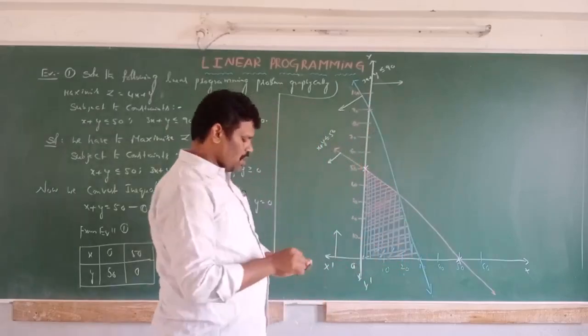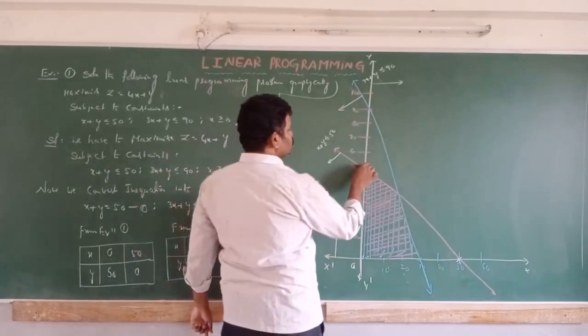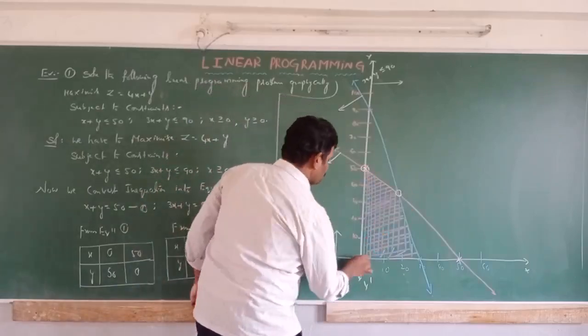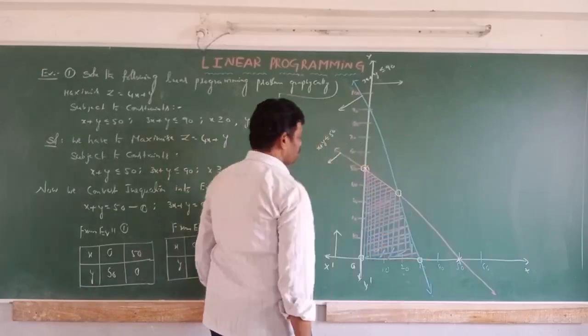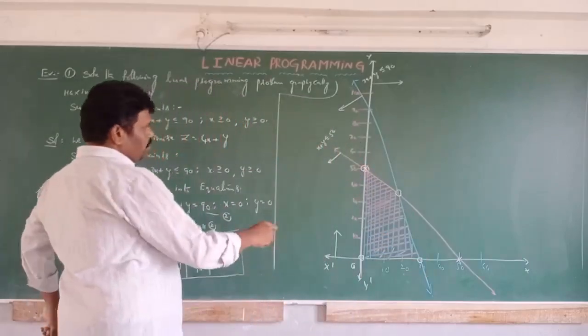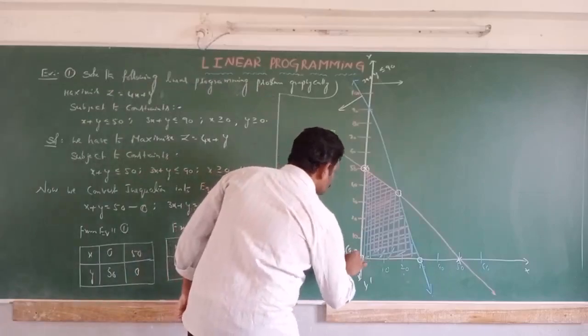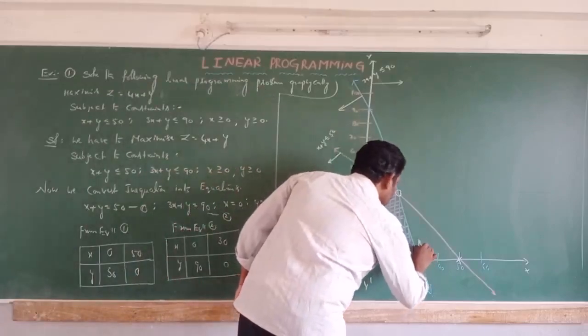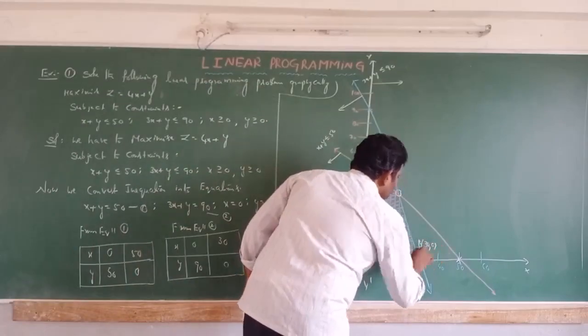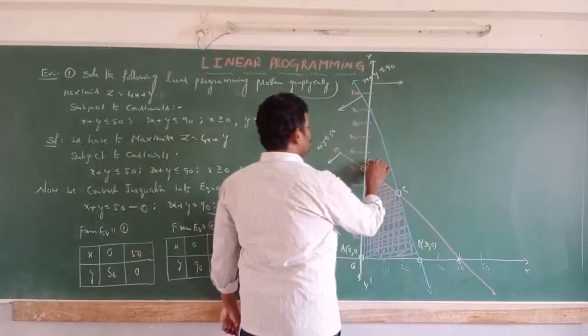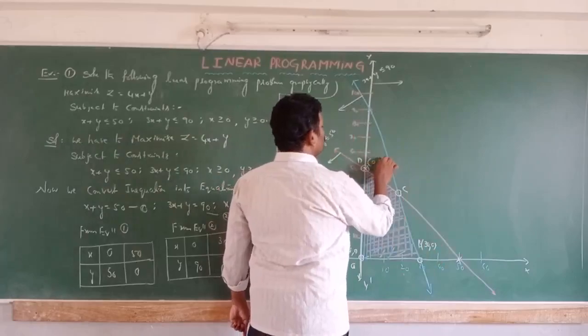Now identify the corner points. This is one corner point, this is another, this is another, and this one is another. This corner point is at 0, 0, so A is (0, 0), B is (30, 0), and D is (0, 50). Now we want to find point C.